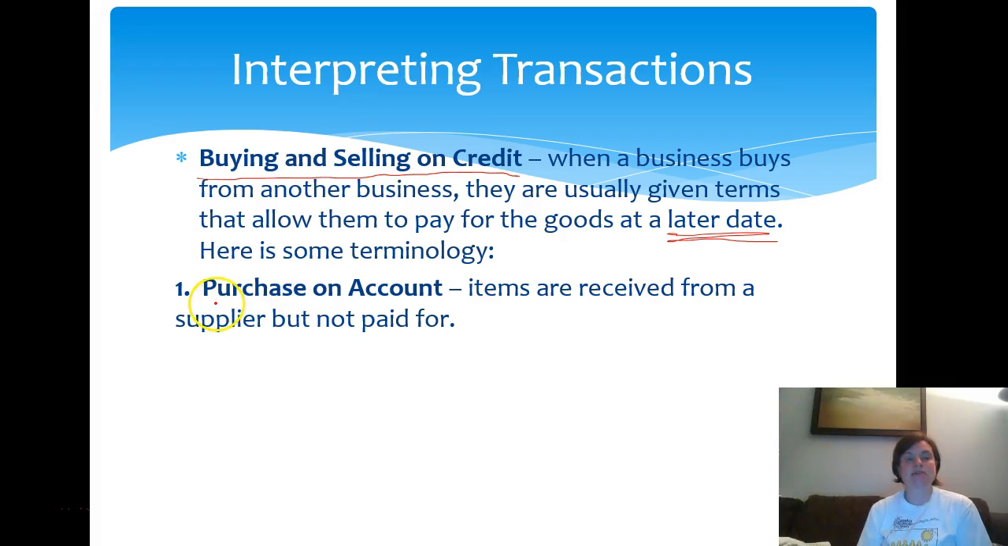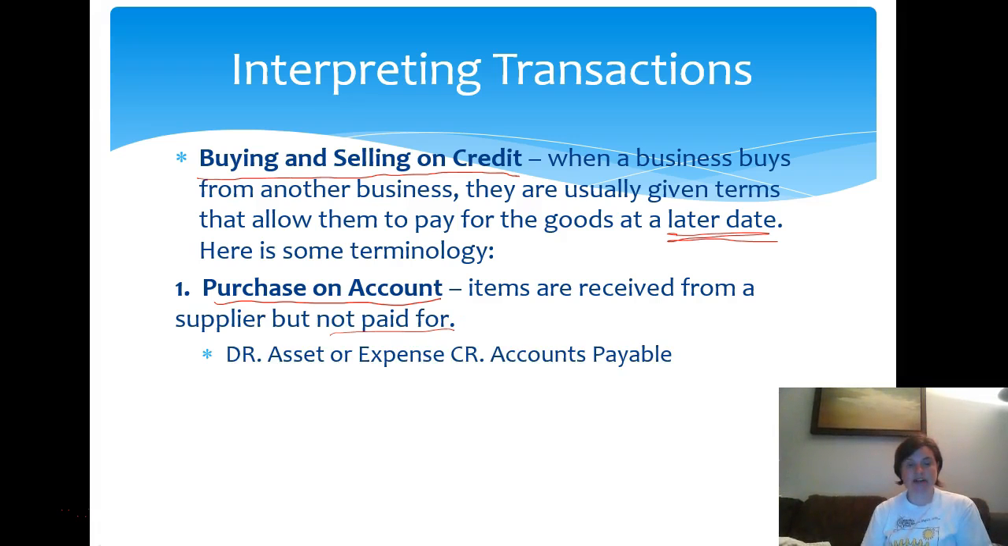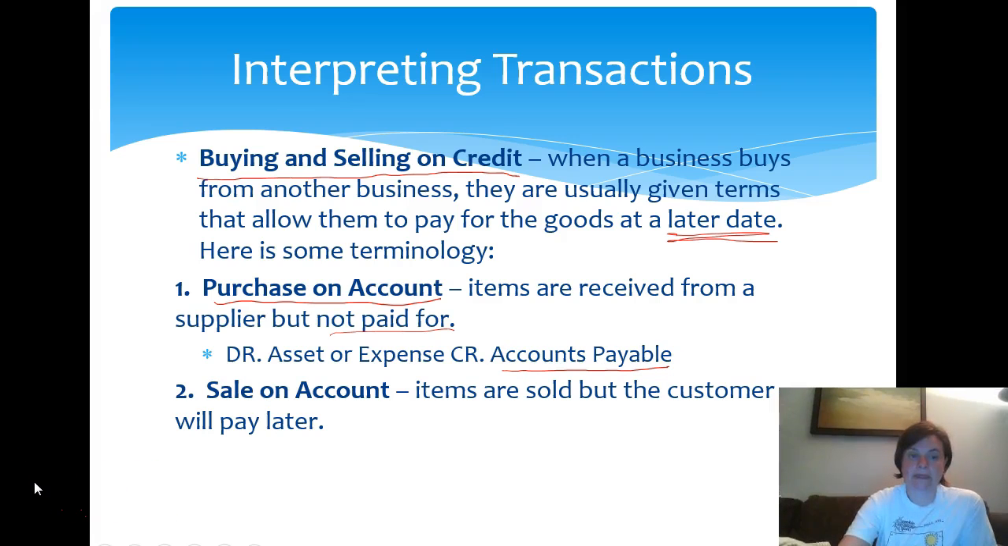So sometimes a business will purchase on account. What this means is that items are received from a supplier but are not paid for. So we've received something from a supplier, some inventory, but we haven't paid for it yet. So that entry is always going to be this. We're going to debit the asset, whatever it is that we purchased, and we're going to credit the accounts payable. This is a given. Anytime we buy on credit, we're going to credit accounts payable.